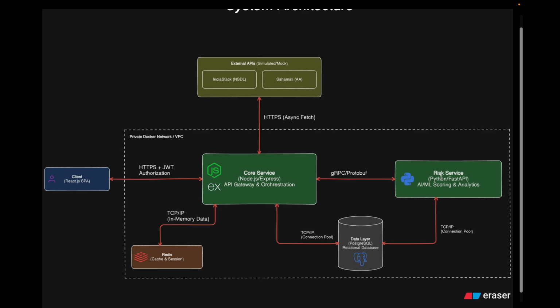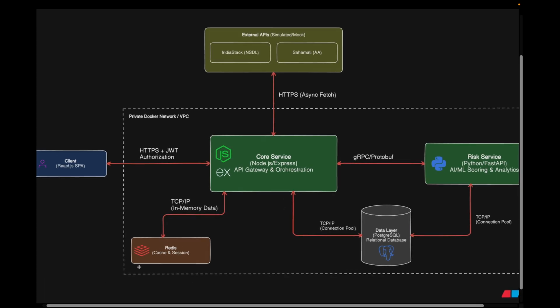The data layer at the bottom, we can see PostgreSQL for our transactional ledger, enforcing strict ACID compliance. For performance, to the left, you can see Redis. This caching layer is critical for our non-functional requirement of sub 50 millisecond response times for repeat users.